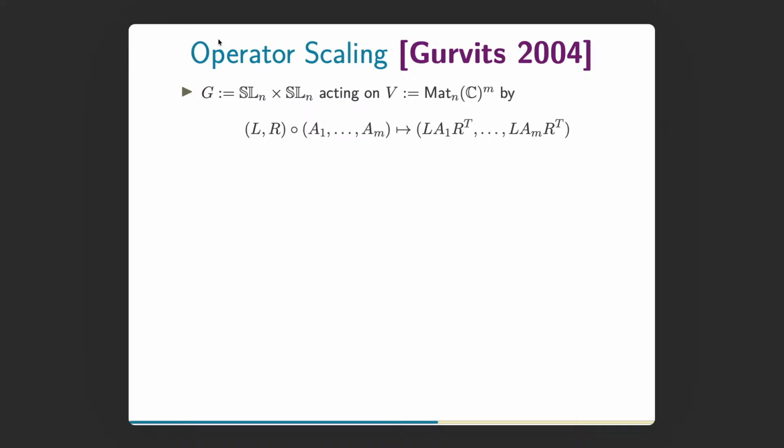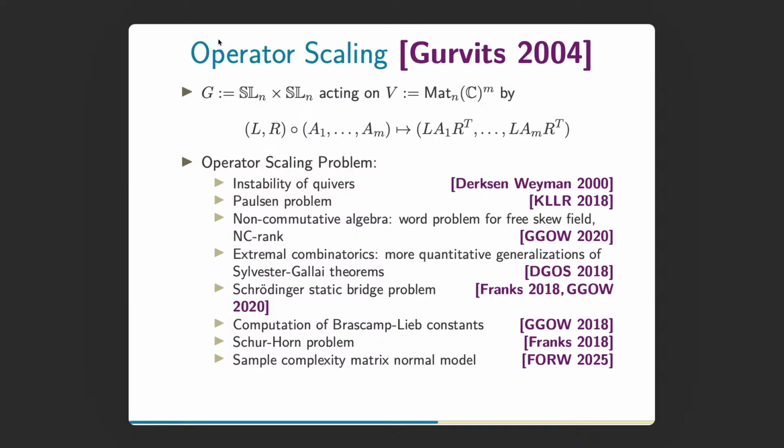Matrix scaling had a really long list of cool applications. And it turns out that operator scaling is also related to a lot of cool problems. For example, it is related to the instability of quivers. Akshay, who's here, one of the experts, and collaborators used this to solve the Paulson problem. If you care about non-commutative algebra, this is also used to compute the non-commutative rank of a matrix with non-commutative entries.